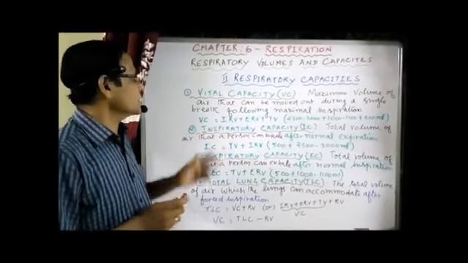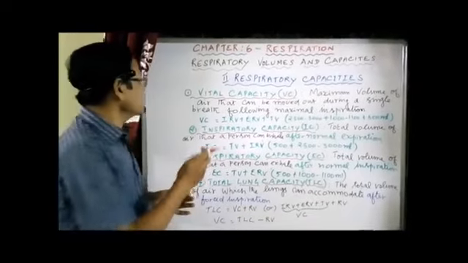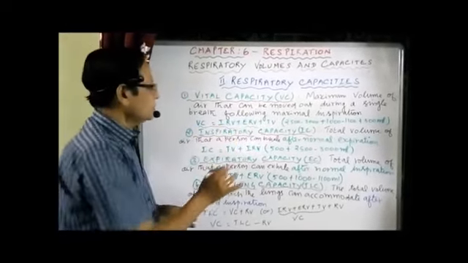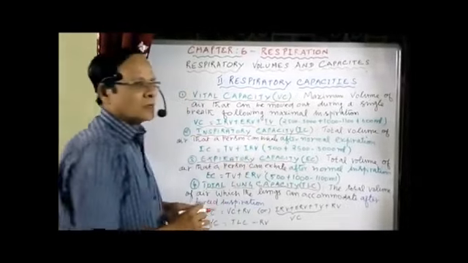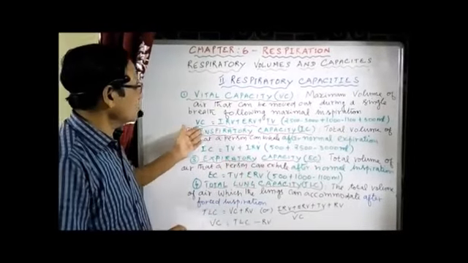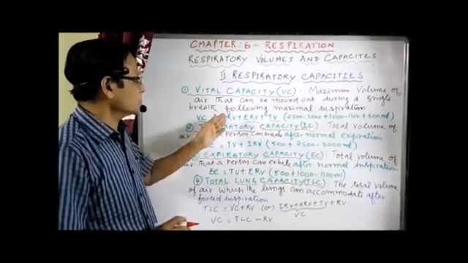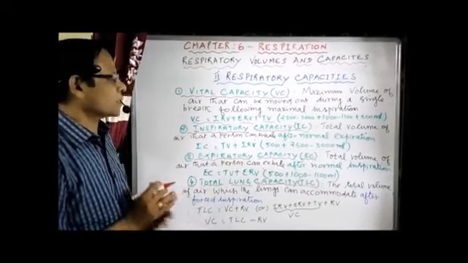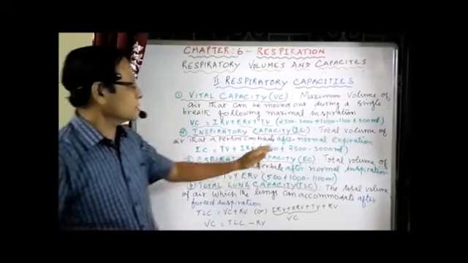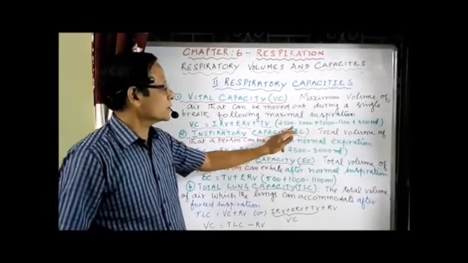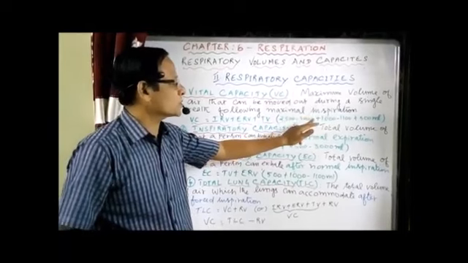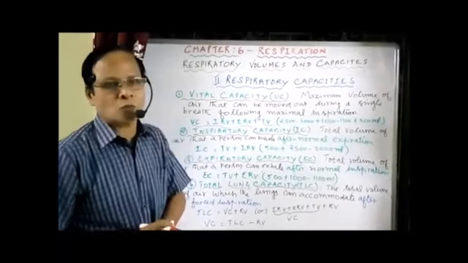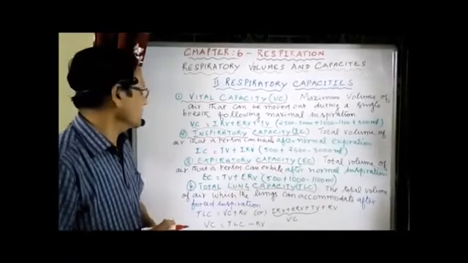So now this VC is equal to inspiratory reserve volume plus expiratory reserve volume plus tidal volume. After adding all these three values, you get vital capacity. So it is equal to 2500 to 3500 plus 1000 to 1100 plus 500 ml, the tidal volume. You have to add these.